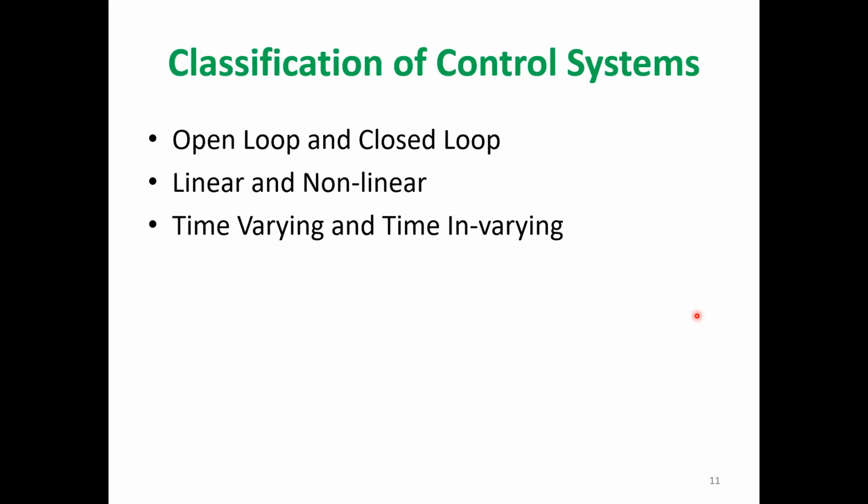So what are the types of control systems? There are several types like open loop and closed loop, linear and non-linear, time varying and time invariant. So these are the several types of control systems.